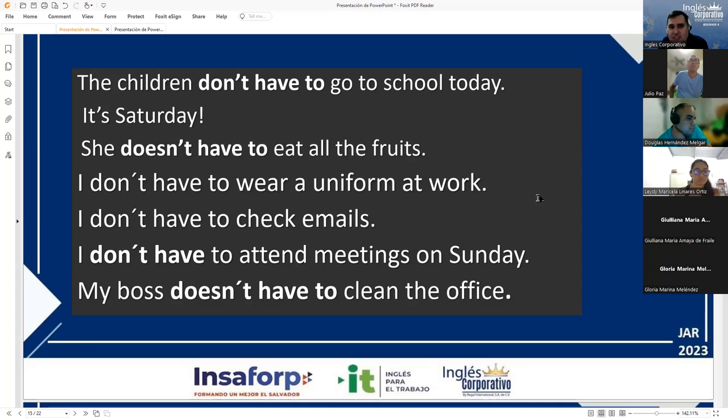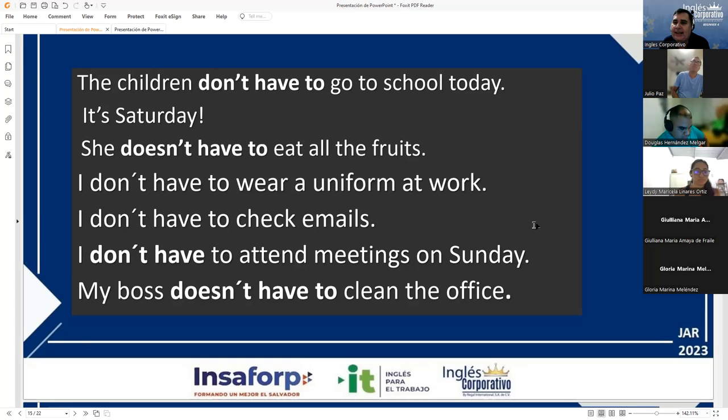It's Saturday. She doesn't have to eat all the fruits. She has to eat the ones that she likes. She doesn't like guindas. She doesn't have to eat the guindas, right? But she has to eat the jocotes and the nances, okay? So she has to. Okay, I don't have to wear a uniform at work. I wear a uniform because I like it. It's better if you have a uniform, but I don't have to wear a uniform at work.